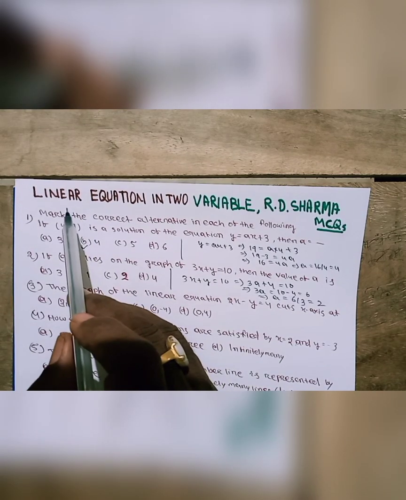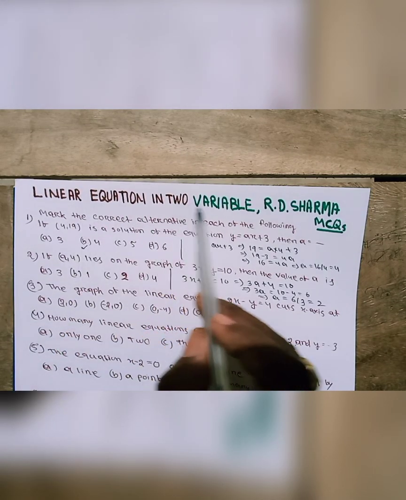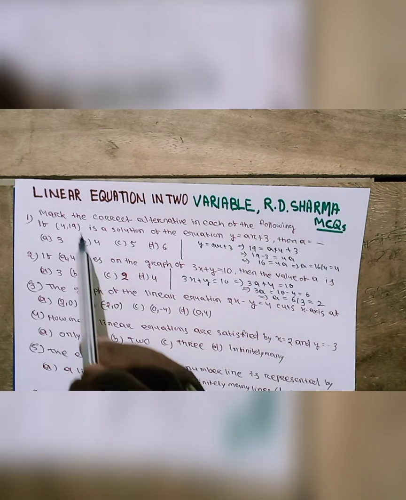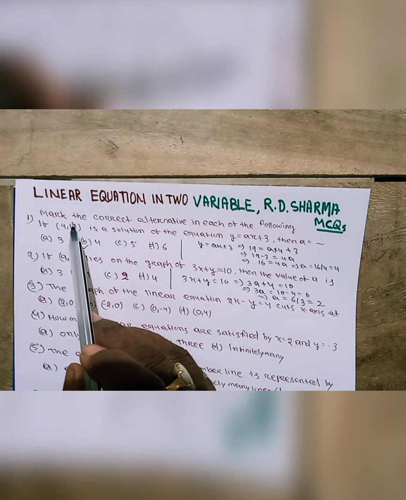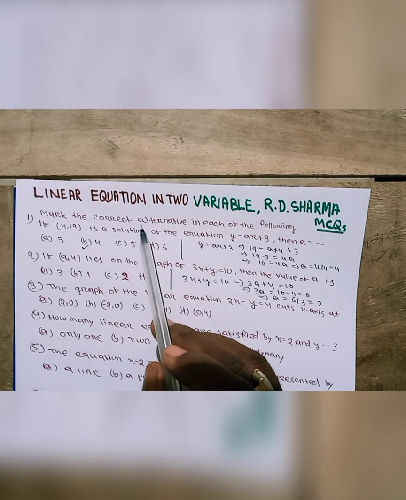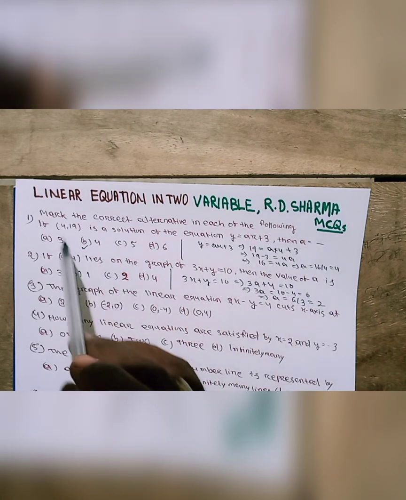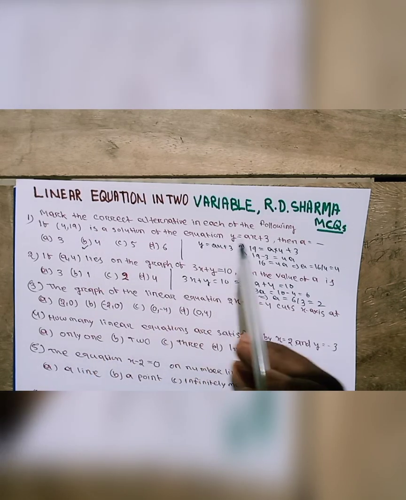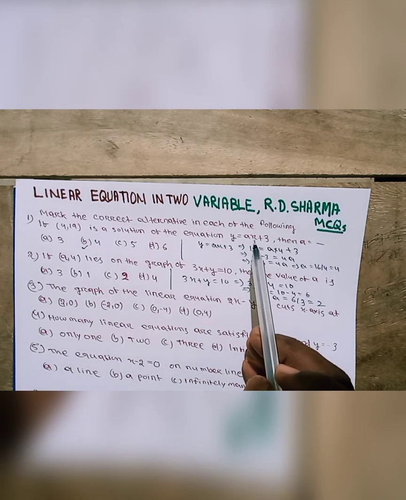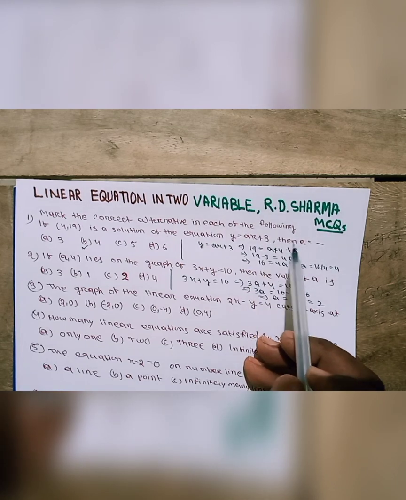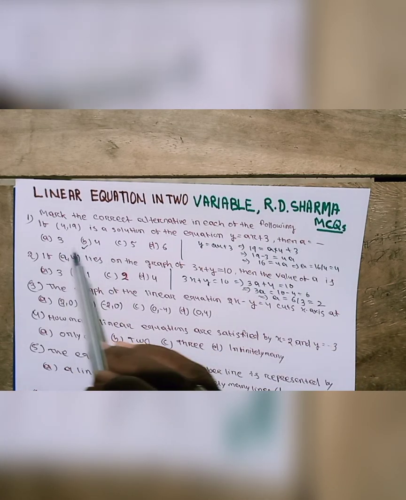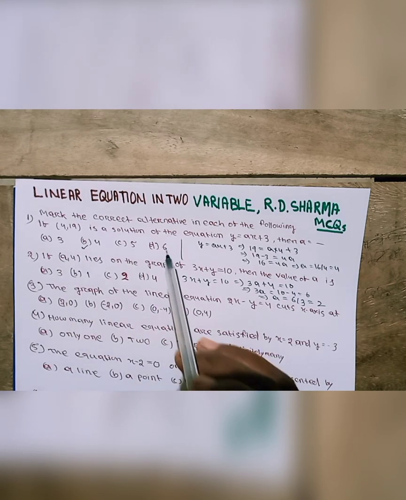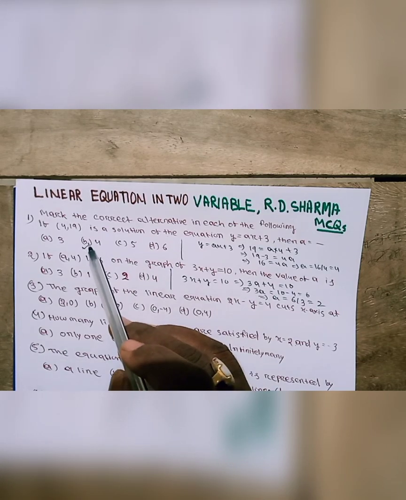Today we shall discuss linear equations in two variables from R.D. Sharma MCQ questions. Now come to the question. Mark the correct alternative in each of the following. First question. If (4, 19) is a solution of the equation y = ax + 3, then find a. The given options are A 3, B 4, C 5, D 6. Which one is right? Option B, 4.